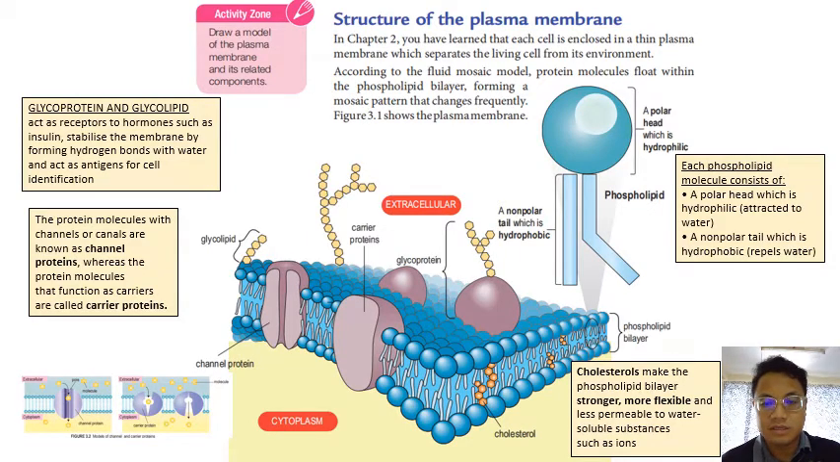So this is the structure of plasma membrane, and how they look or are arranged. In chapter 2, you have learned that each cell is enclosed in a thin plasma membrane which separates the living cell from its environment. According to the fluid mosaic model, protein molecules float within the phospholipid bilayer, forming a mosaic pattern that changes frequently. This is the illustration.